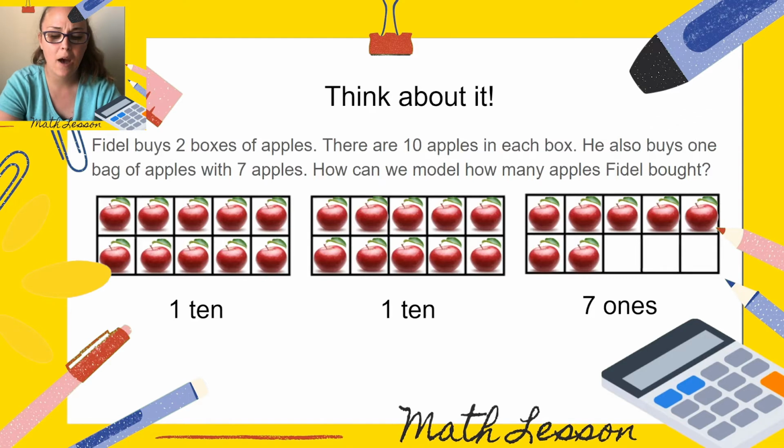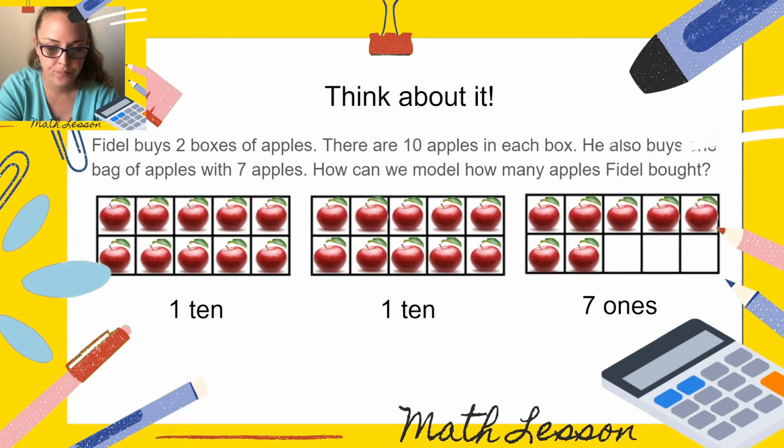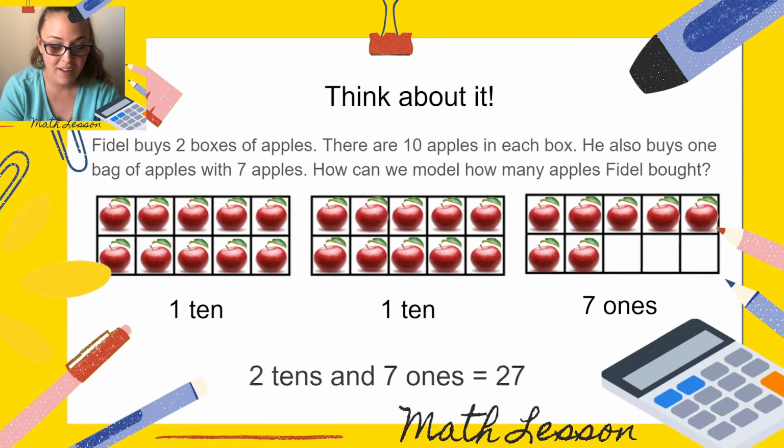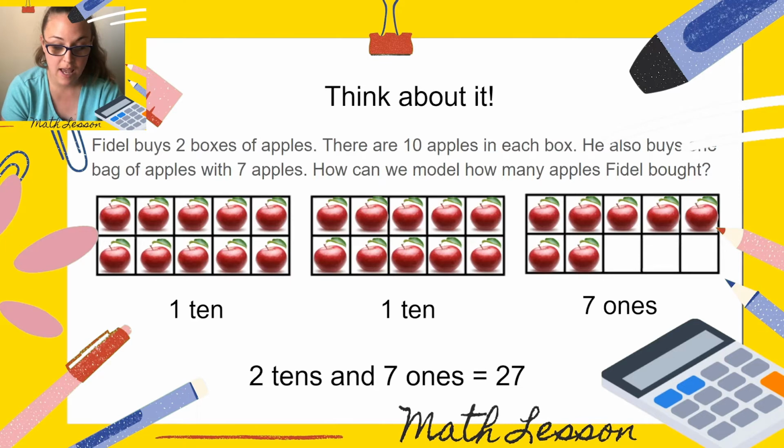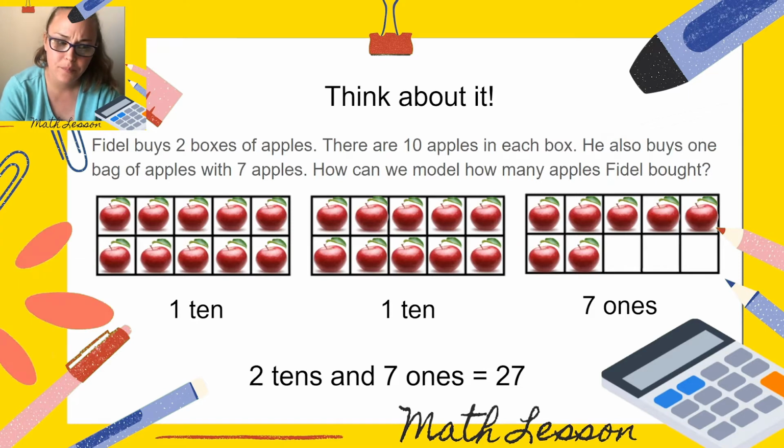Can you tell me how many apples Fidel bought in total? How many did he buy? That's right, he bought 2 10s and 7 ones worth of apples, and that equals 27. Great job.